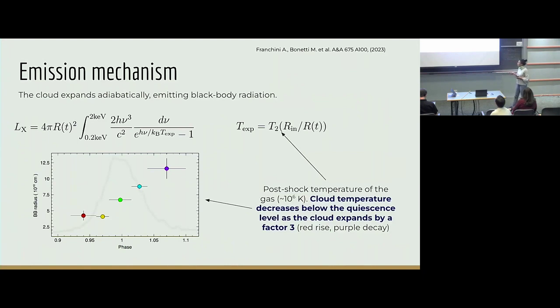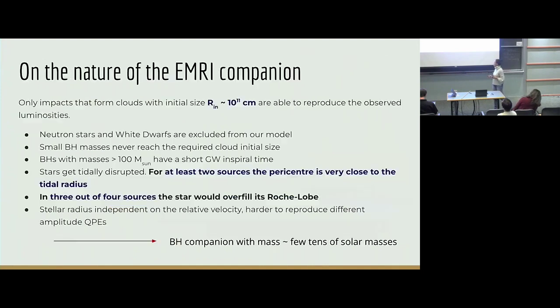So the factor 3 expansion is supported by this folded QPE profile of GSN 069, although we have seen that in other sources you get more or less the same factor of expansion. So you can see here that during the rise, the black body radius is around 4, and then it goes all the way up to 12 by the end of the flare.